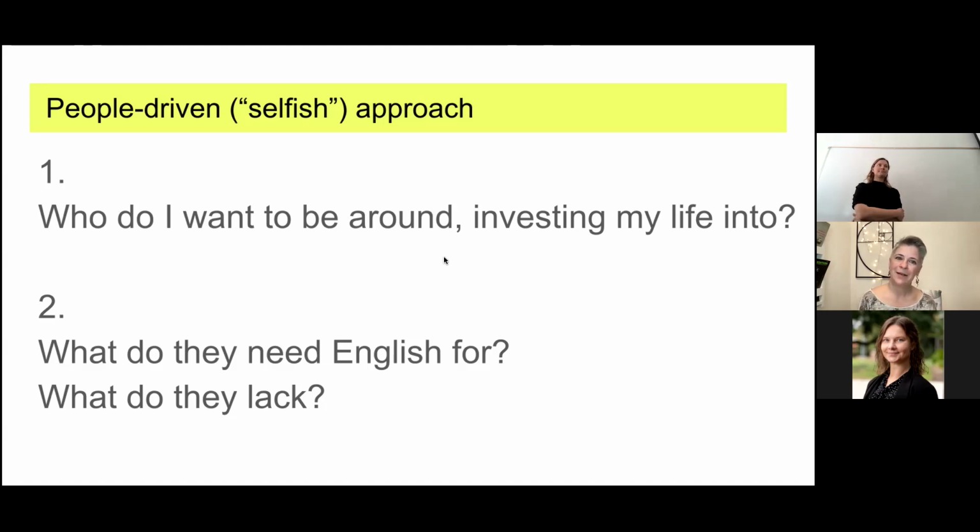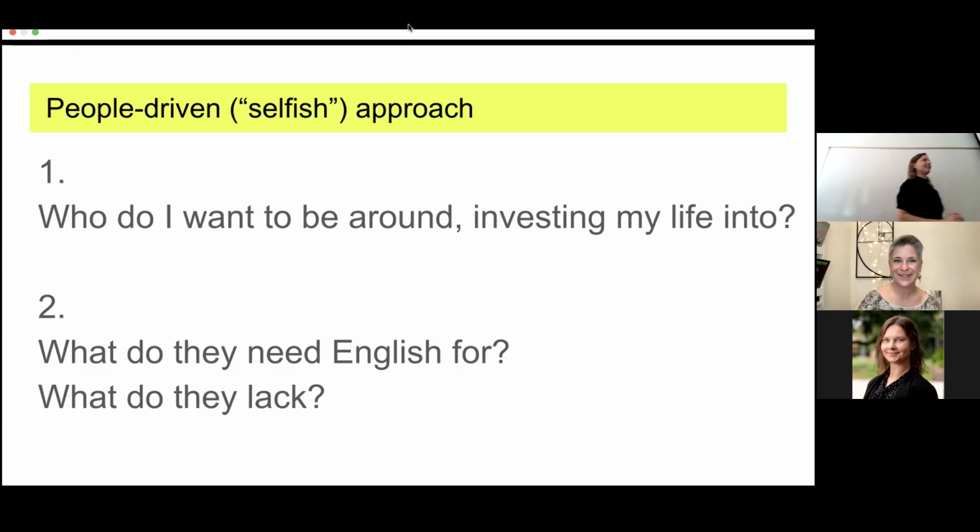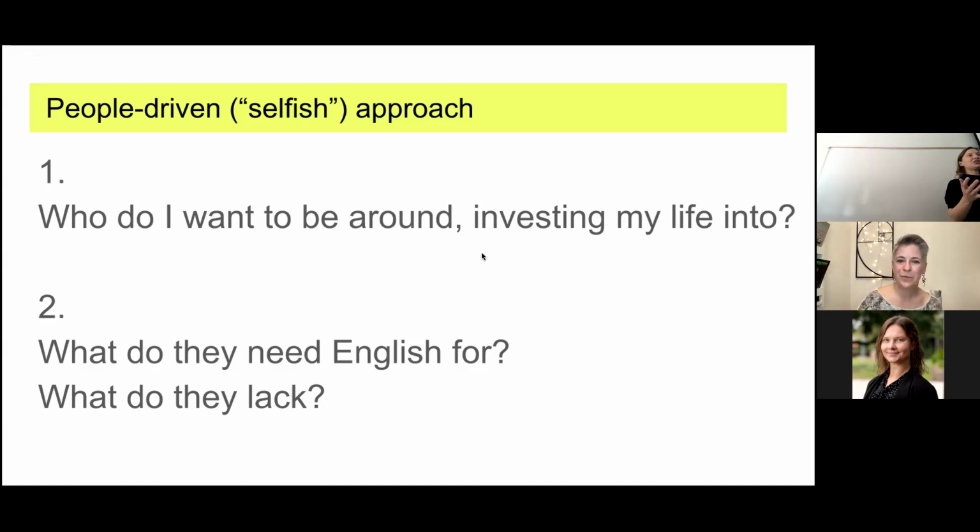So anything that comes to your mind here, with this so-called selfish approach, whom would you like to spend your life with? Because, yeah, your work is life. And, I mean, these people will be around you all the time.